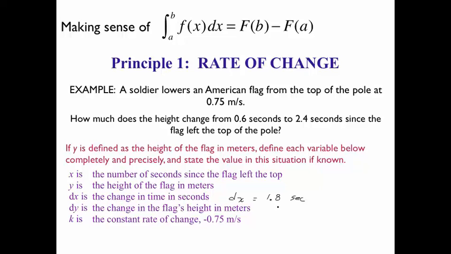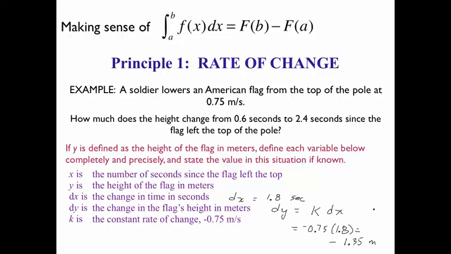And so then dy is, we've got that, if every second it's descending 0.75 meters, then how much does it descend in 1.8 seconds? k dx. You're just going to multiply, right? You're just going to take negative 0.75 times our 1.8, and we get, one more time? Negative 1.35. Someone else get that?